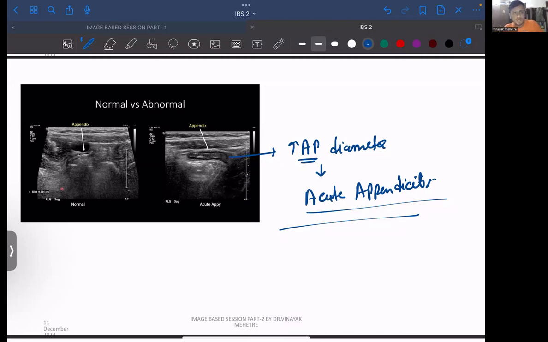Okay, कभी कभी you will be not able to appreciate appendix properly. मतलब इतनी स्वेलिंग हो जाएंगे कि तुम्हें अपेंडिक्स ठीक से नहीं दिखेगा. इट लुक लाइक इंटेस्टाइन, के बड़ा इंटेस्टाइन जैसा दिखेगा. So that time also we will consider it as appendicitis and we will do appendectomy.